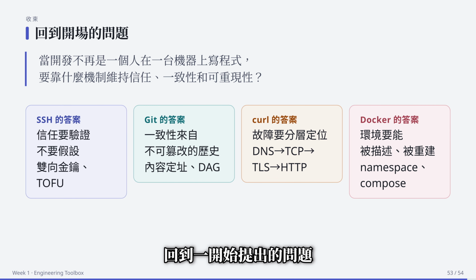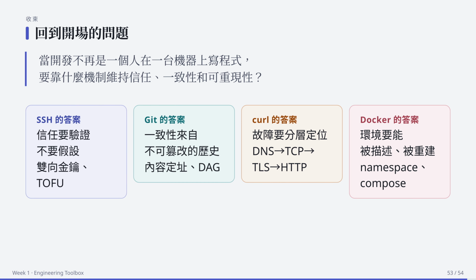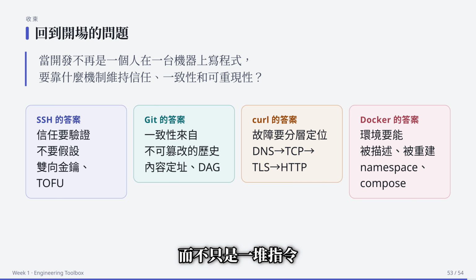Let's return to the question we started with. When software development expands beyond one person on one machine, what keeps the work trustworthy, consistent, and reproducible? You now have four concrete answers spanning 5 tools, not merely a collection of commands.